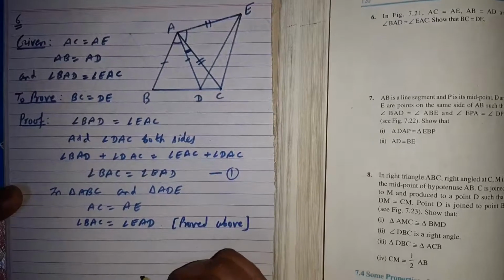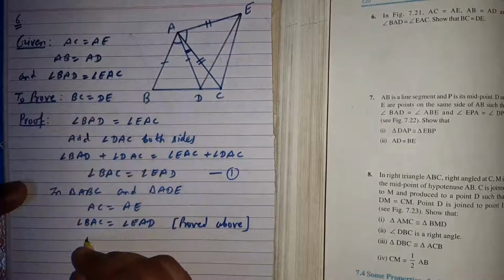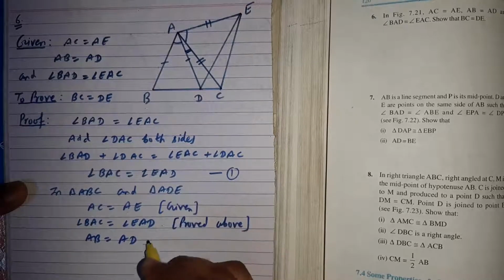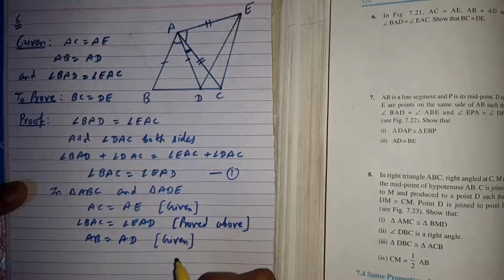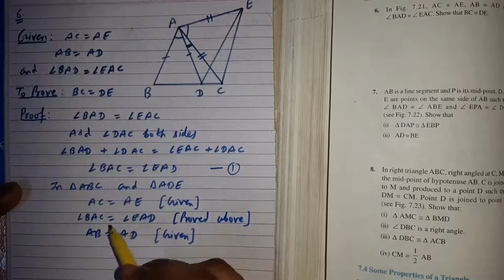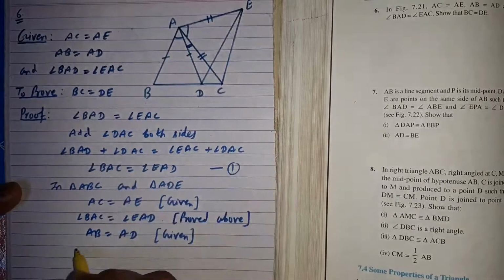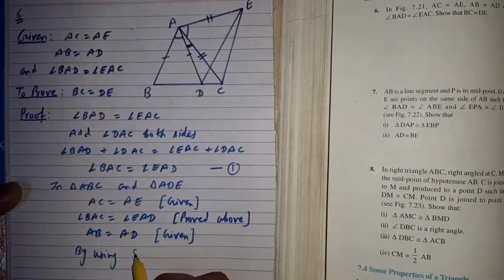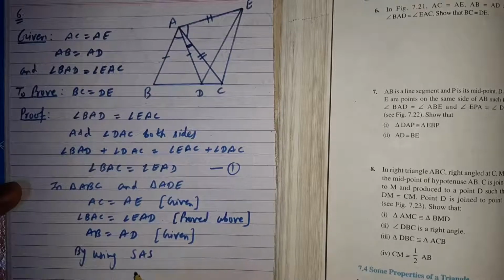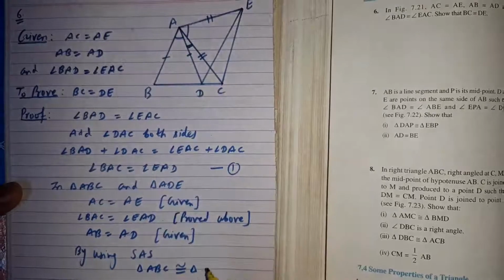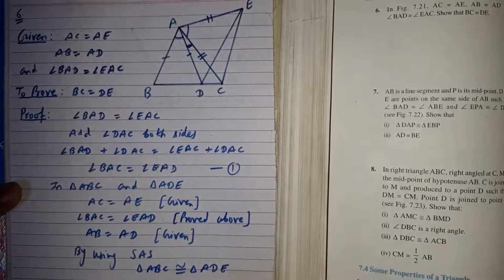Side AB is equal to AD, it is given, and AB is equal to AD, it is also given. So by using side, angle, side, triangle ABC is congruent to triangle ADE.